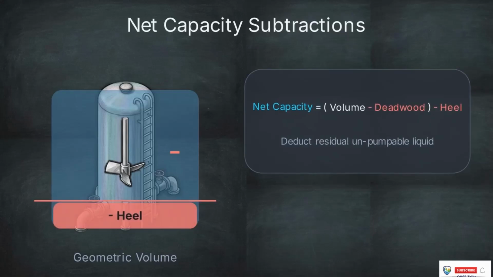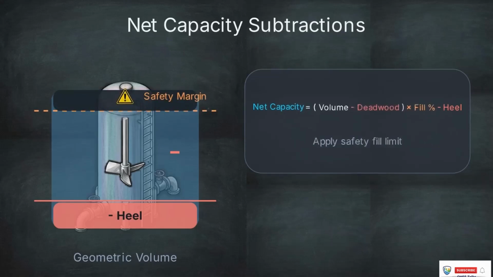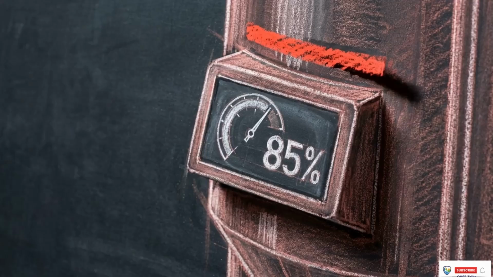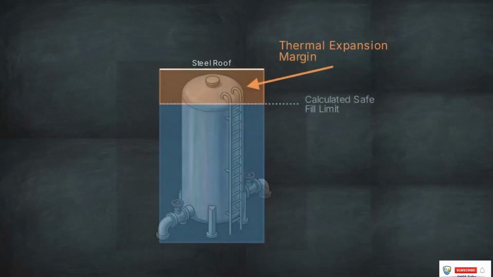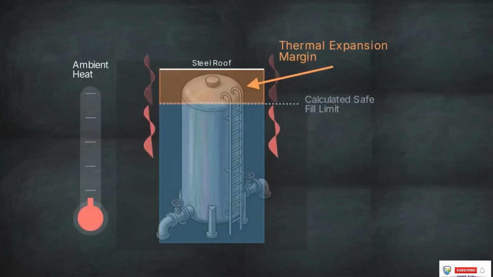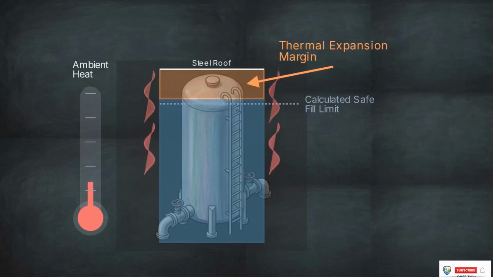This is the residual, unpumpable liquid resting at the very bottom of the tank below the lowest suction line. With the physical hardware and residual fluid accounted for, we must apply the most critical process safety variable, the fill percentage constraint. Process tanks are subjected to temperature swings. As ambient heat increases, the liquid inside absorbs that energy and physically expands.